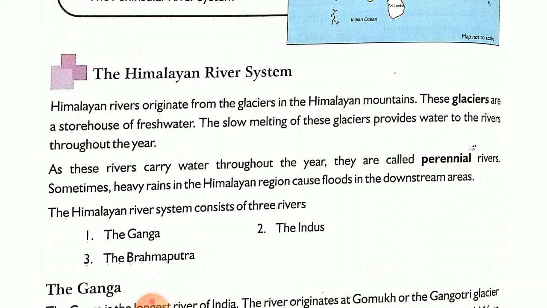So throughout the year these rivers have water in them, and as the rivers carry water throughout the year they are called perennial rivers. They never get dried up. Why do they never get dried up? Because the glaciers provide them water throughout the year. Those rivers that carry water throughout the year, what do we call them? Perennial rivers.